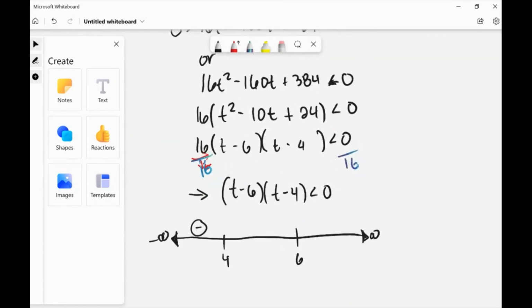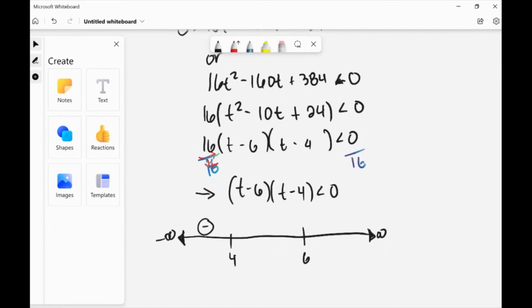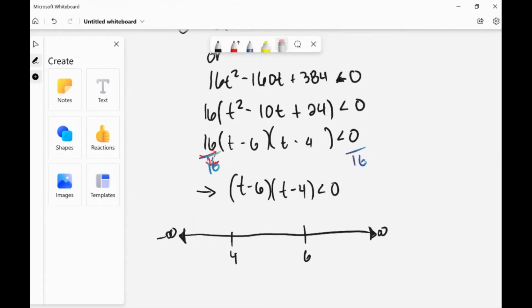What number between 4 and 6? Did y'all do that one first? What number did y'all tell me to plug in? 5. Okay, y'all did this one first. All right, let's do this one now. Give me a number between negative infinity and 4. 3. 0. Okay. Will we get a negative or positive number? Negative.